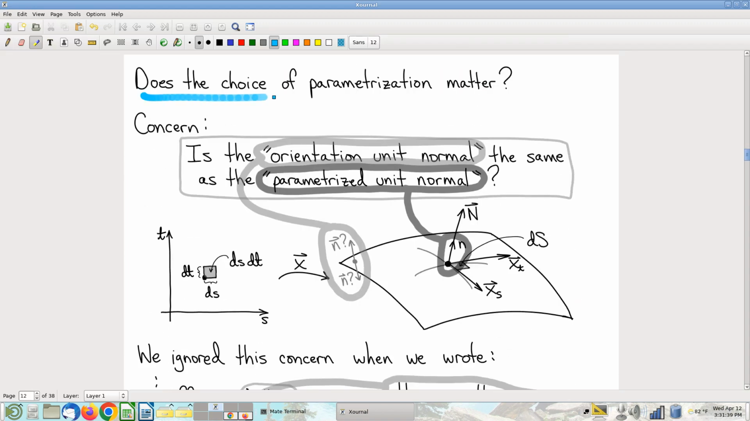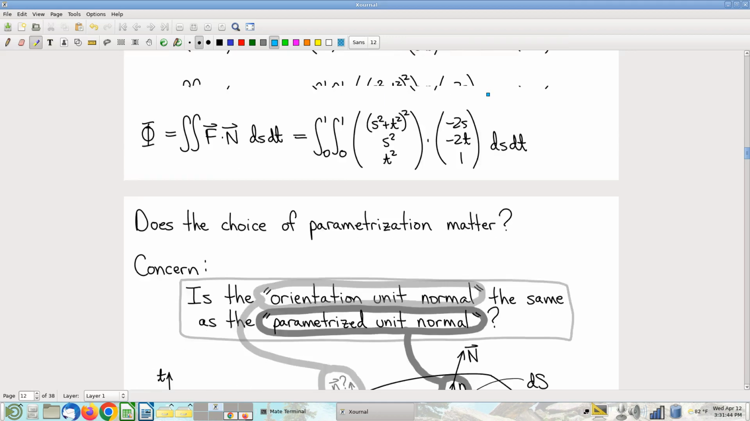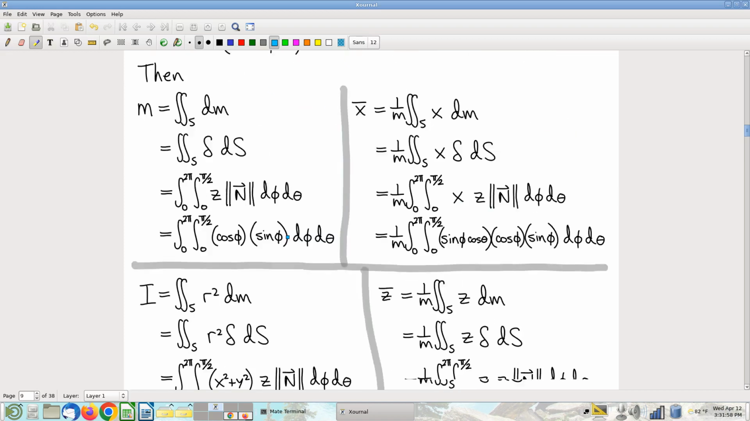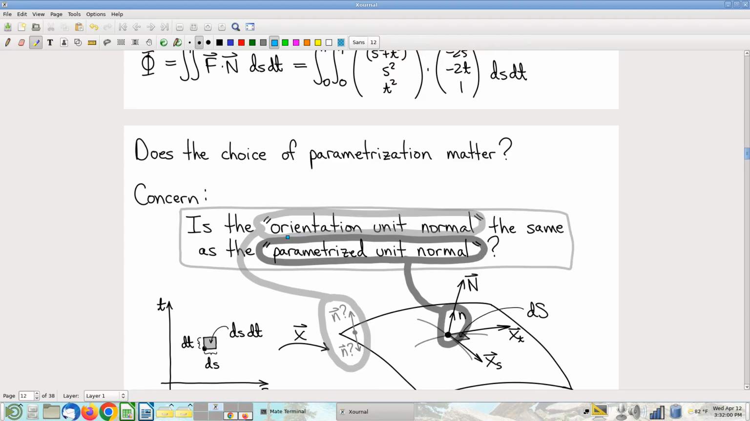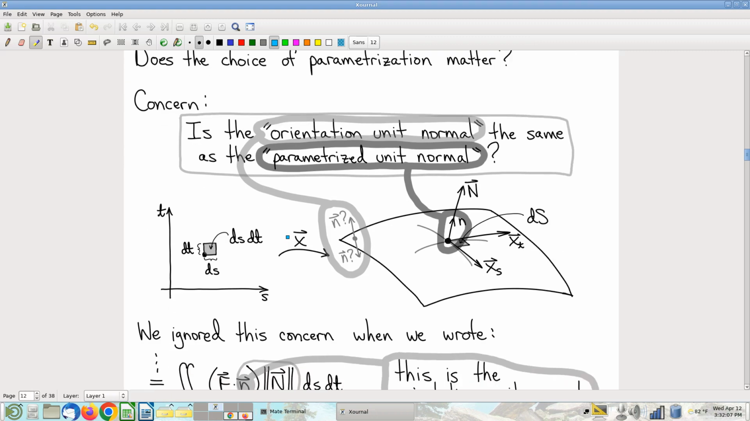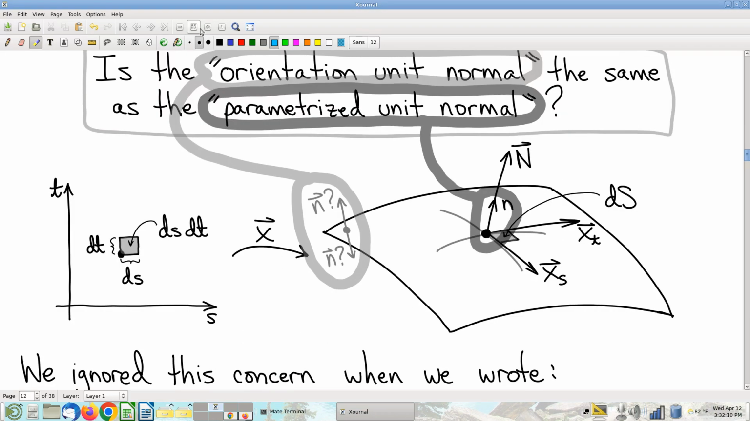The question comes up: in what way does the parameterization matter? And I want to remind you, we've already addressed that for scalar surface integrals. They're independent of the parameterization. The parameterization doesn't matter for scalar surface integrals. So what about for vector surface integrals? Does the parameterization matter? Mostly not, but there is one way that it matters, and it has to do with orientation.